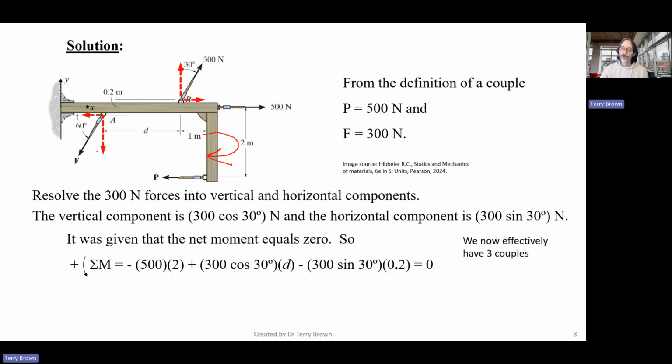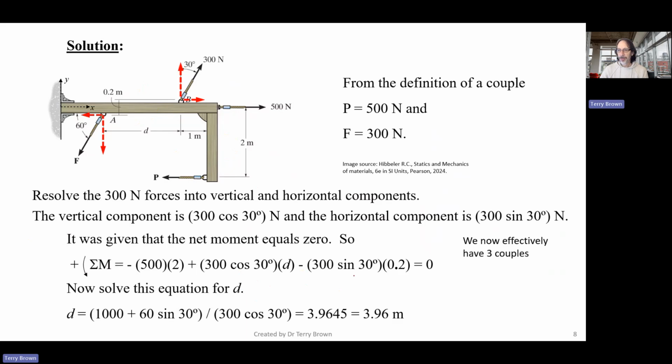Then the 2 vertical forces here at A and B, that's pushing up, that's pushing down, so that's going to go that way. And then we've got the 2 horizontal forces at B and A, and hopefully you can see that they're going to tend to rotate around that way, which is clockwise, which is why we've got the negative here. Solve the equation for D, it's just some simple algebra. Rearrange that equation and we get D is about 4 meters.